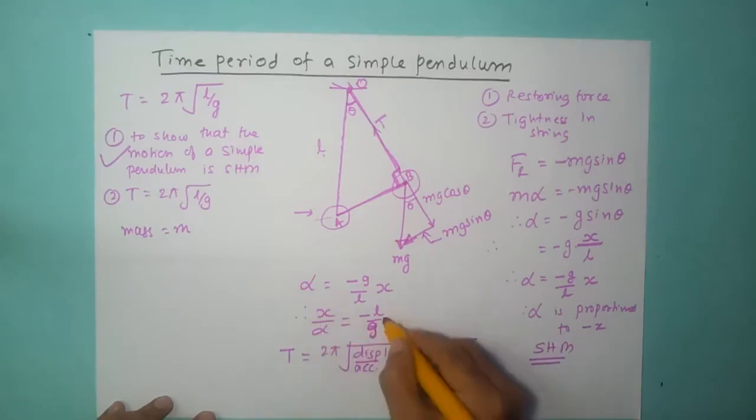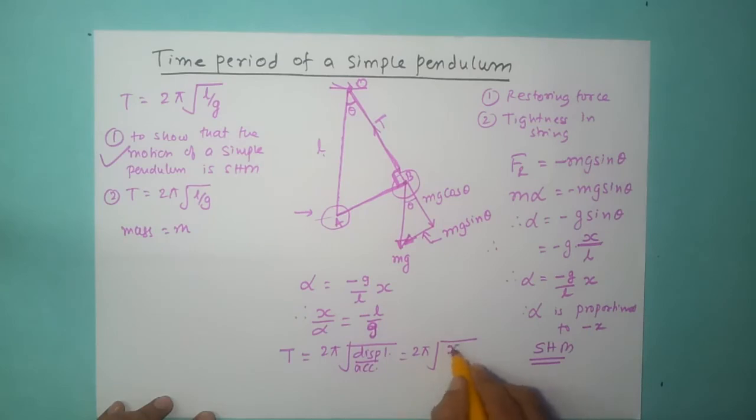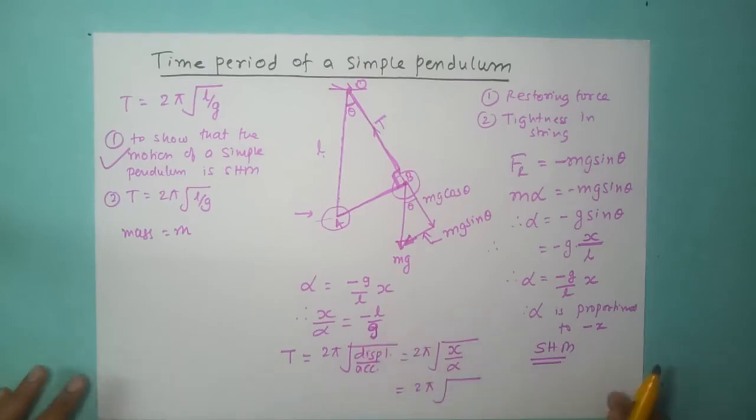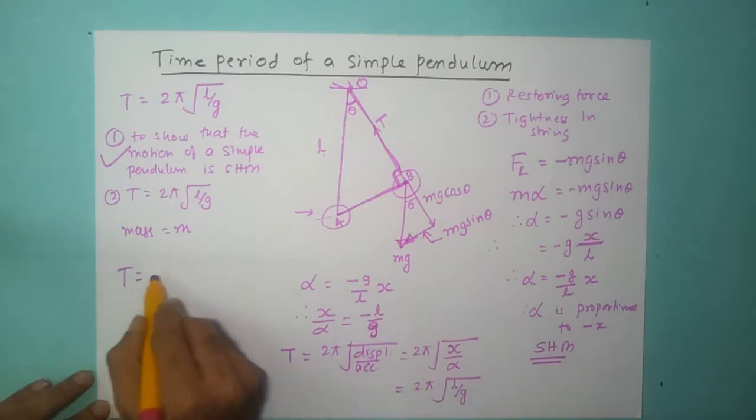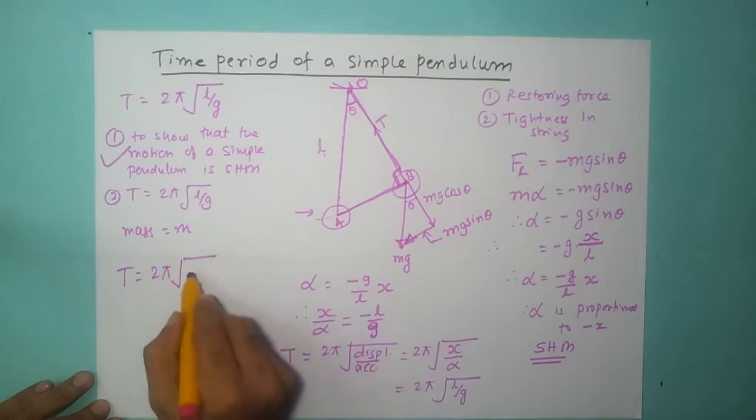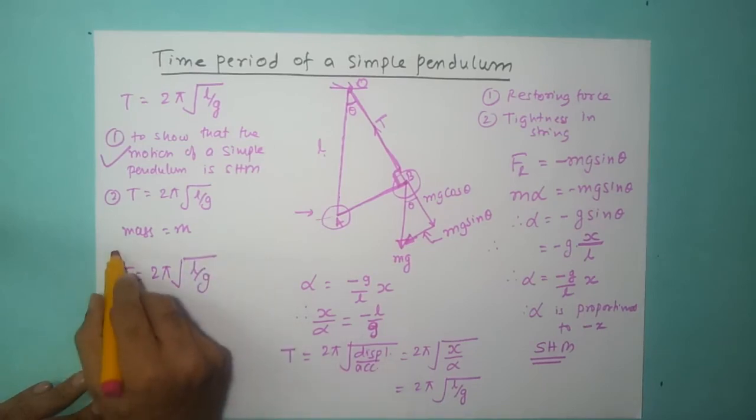And x upon alpha is L upon G. Let me rewrite: T is equal to 2 pi square root of x upon alpha, and x upon alpha is L by G. Now I'll ignore the minus sign because the minus sign only indicates that the direction of acceleration and displacement are opposite. And time is a scalar quantity, so I will not worry about the minus sign. That is not going to change the value of periodic time. So I'll simply write x upon alpha is L by G. And thereby I come to this equation T is equal to 2 pi square root of L by G.